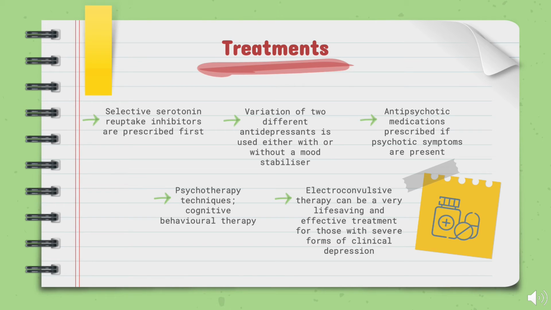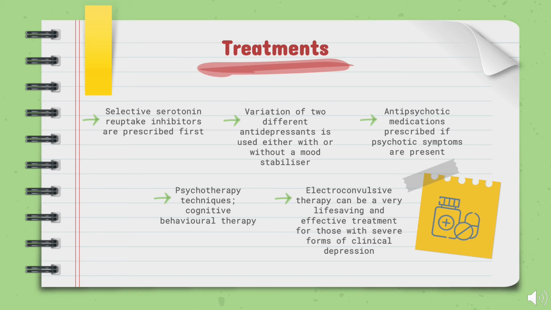At the beginning, selective serotonin reuptake inhibitors are prescribed. At times, a combination of 2 different antidepressants is used, either with or without a mood stabilizer such as lithium or valproic acid. Antipsychotic medications might also be prescribed if psychotic symptoms are present.